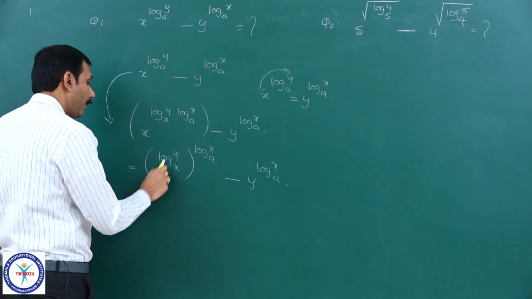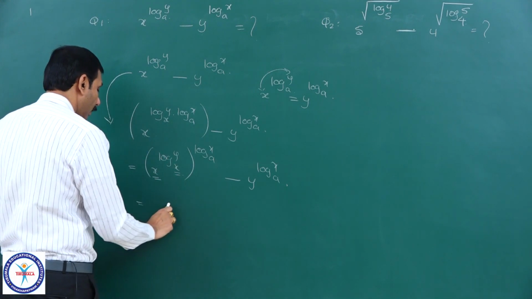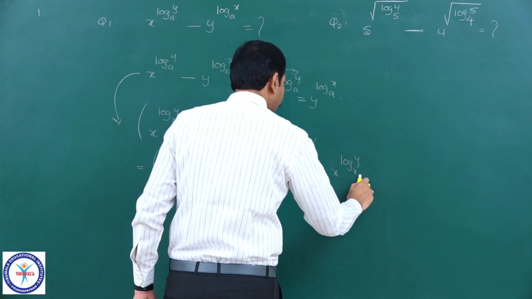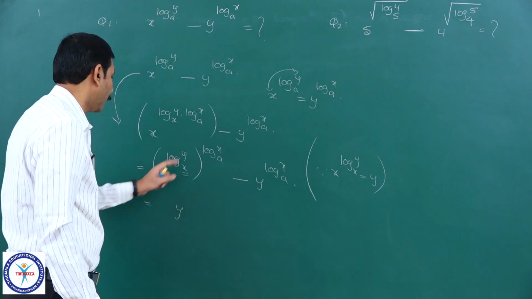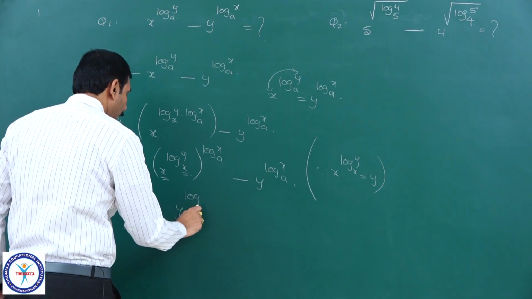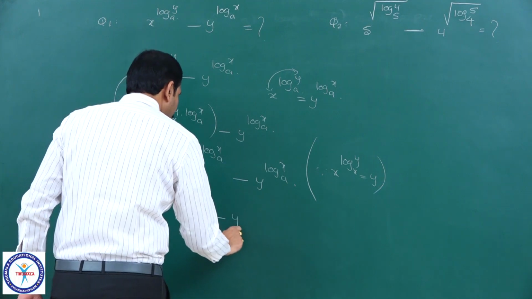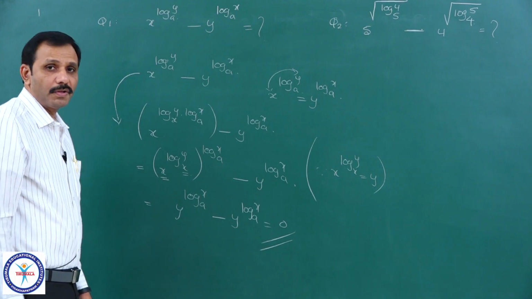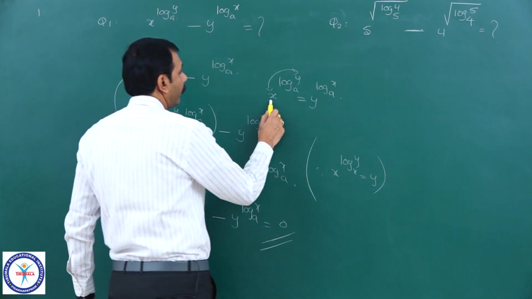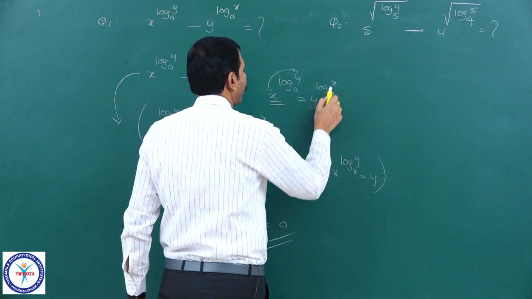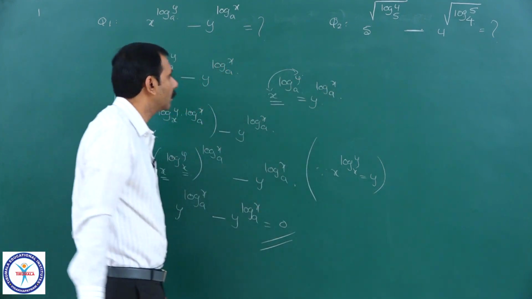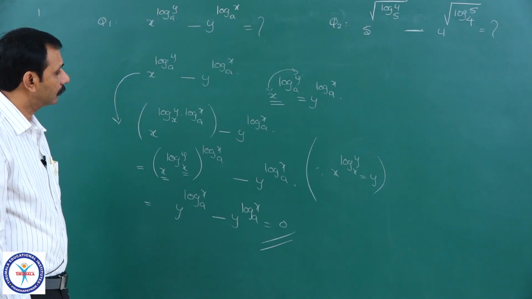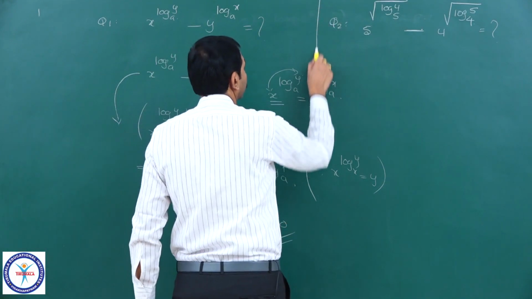Now x power log y to the base x is equal to y only. Therefore, this value y power log x to the base a minus y power log x to the base a is equal to 0. So, if you remember, x power log y to the base a is y power log x to the base a, that is, these two can be interchanged. By looking at the problem you can write the value, it is equal to 0. Yes, next one.